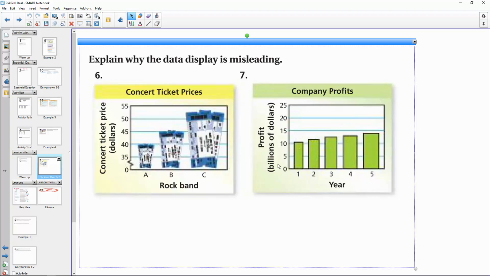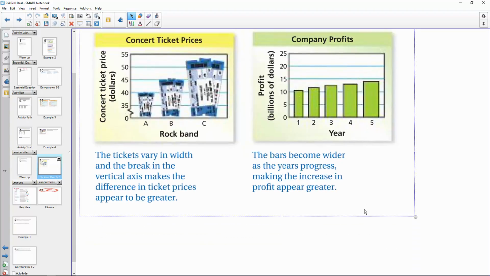Company profits, if I look here, so this is billions of dollars per year. Again, I have a bar that's wider than the rest. I'm not sure why, but it looks misleading. It looks like it's 5-year, it's going up more. So they're both kind of misleading in a sense. And that's really the lesson for the day. So you have to be careful of what you see in the newspaper or magazine.